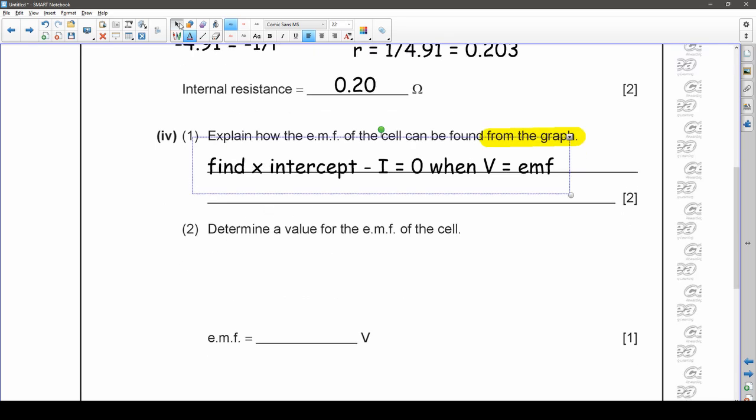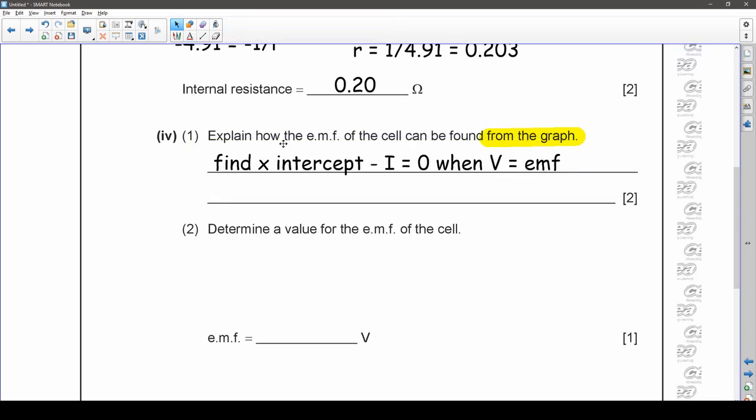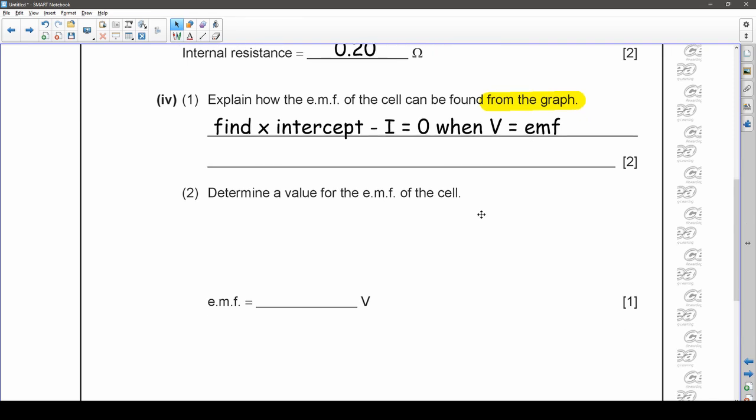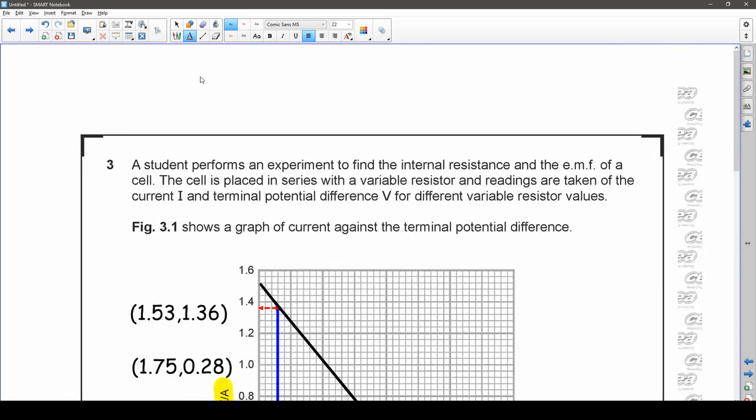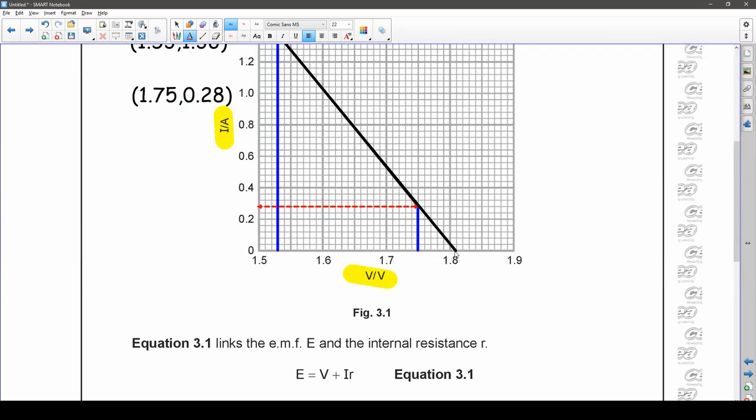2 marks, so you actually have to explain why you're finding the x-intercept. If it was 1 mark, it'd just be, how do you find the EMF? Find the x-intercept. But it does say explain, so why is it that the x-intercept is useful? Because I equals 0 when V is the EMF. Okay, determine the value for the EMF of the cell. It's 1 mark, we read it straight from the graph, and like we said, it was 1.81. Just take you back and have a look at that. There it is there, 1.81, x-intercept.